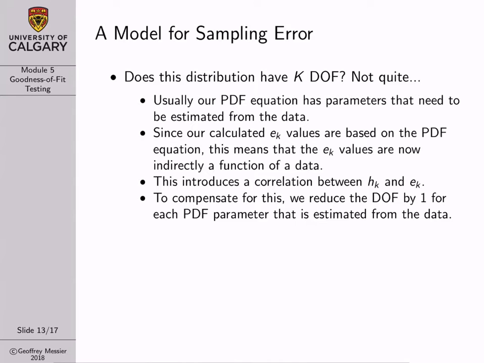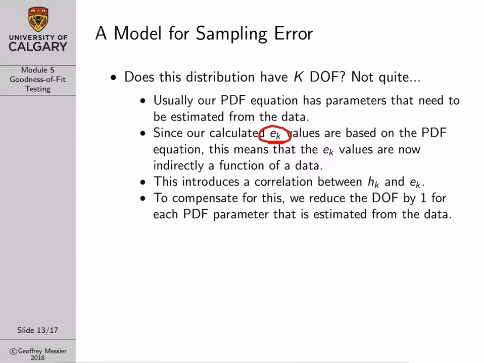Now, the problem with doing that is it basically makes our expected values, our e_k's, correlated or related to the experimental data, because the e_k's are a function of the theoretical distribution equation, and the theoretical distribution equation depends on parameters that we actually extract from the data. So there's a relationship, or a correlation, between our expected values and our actual experimental values.